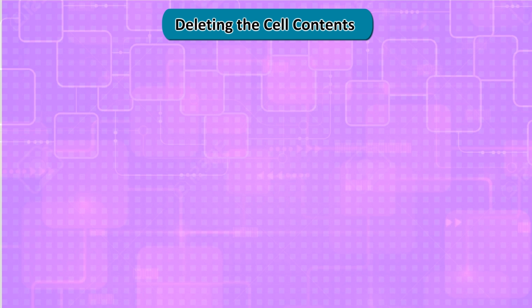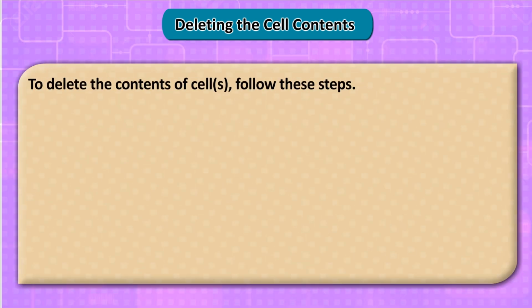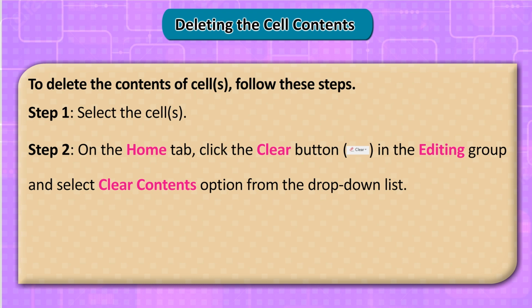Deleting the cell contents. To delete the contents of cells, follow these steps. Step 1. Select the cells. Step 2. On the Home tab, click the Clear button in the Editing group and select Clear Contents option from the drop-down list. Or press the Delete key on the keyboard.